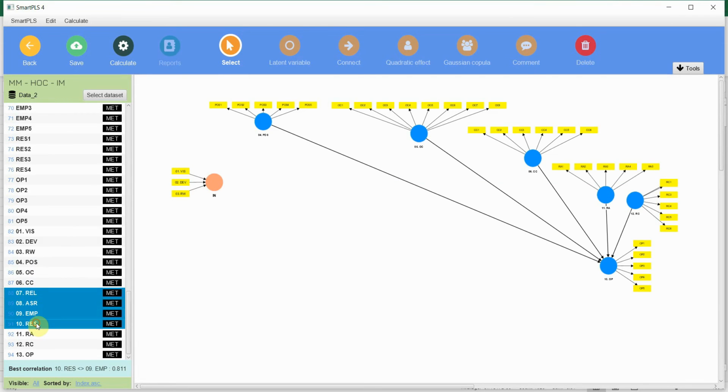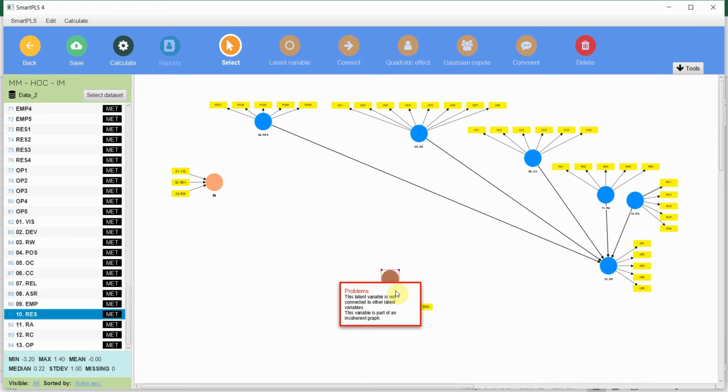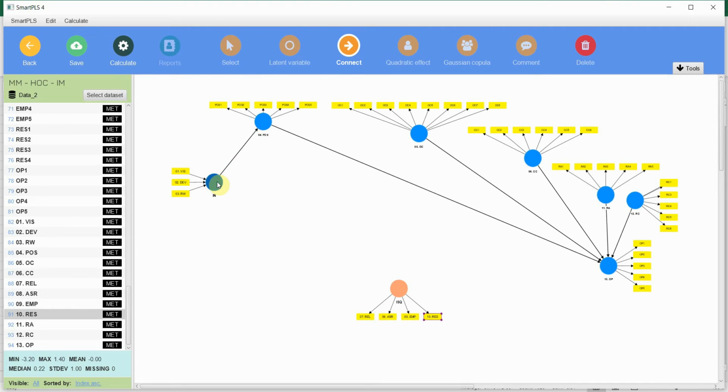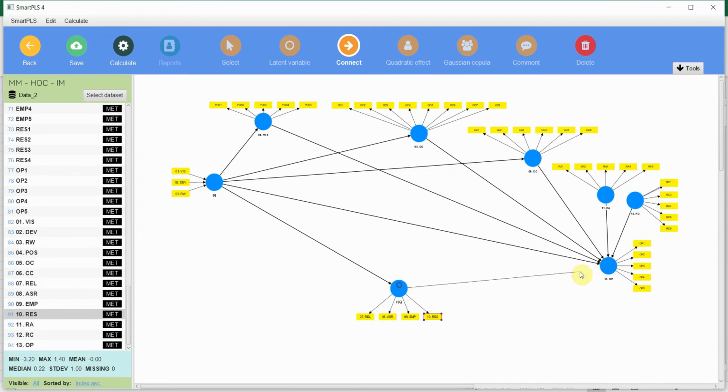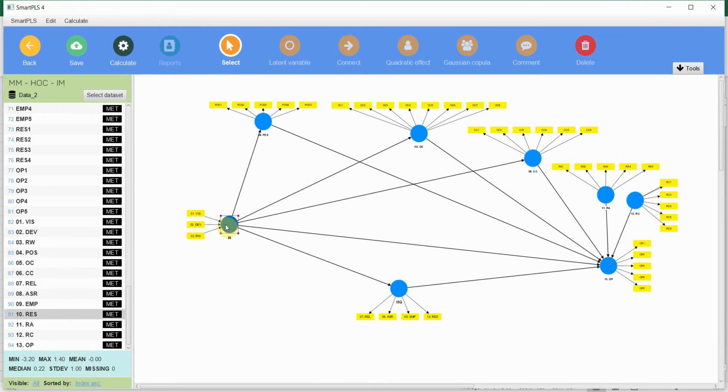And what about internal service quality? Now this is higher order reflective. So I'm just going to select the four indicators that were latent variables at the first stage. ISQ, press enter. This is fine. And now I'm going to link the variables here. This one here, this one here, this one here, this one here, internal marketing with dependent variable, and this one here. Now this is your model.